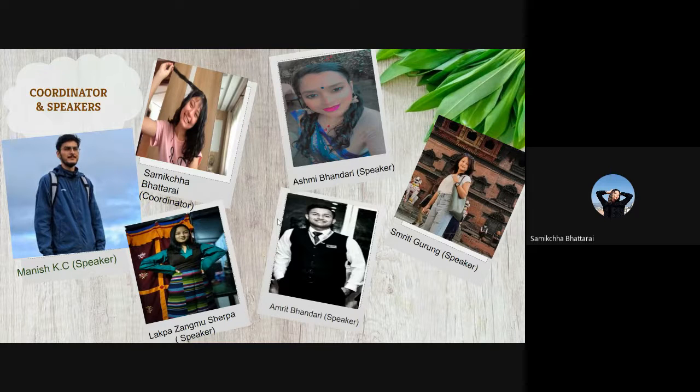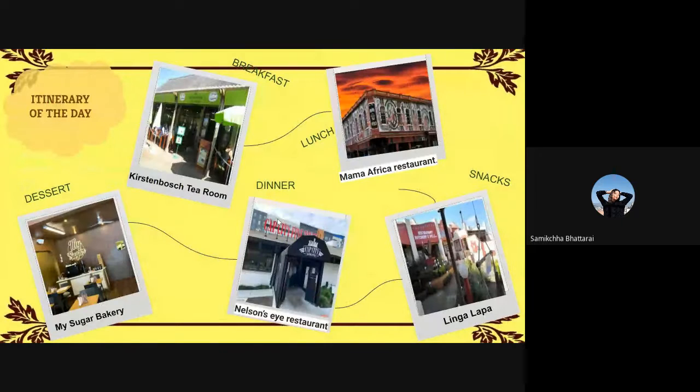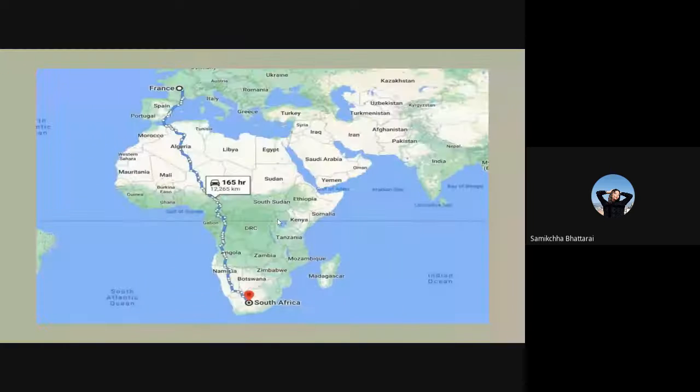Before we start off with our food journey in South Africa, I would like to share some fun experience we had in Egypt. On the next slide, as you can see, this is the itinerary that we have created as a group. And these are the restaurants we will be exploring. And there's the map from France to South Africa.